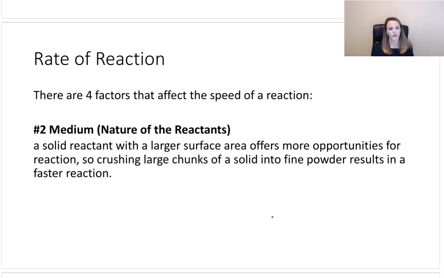Medium is technically the way I want you to think about it, but a lot of people translate that into the nature of the reactant. And when we talk about the nature, we're really talking about the phase. Let me read our example for you here. A solid reactant with a large surface area actually offers more opportunities for reaction, so crushing large chunks of solid into fine powder results in a faster reaction. We give it more surface area. The more surface area, the more spots for this place to have reactivity, and the more area available or the more edges on a certain reactant, the more likely to have a reaction.